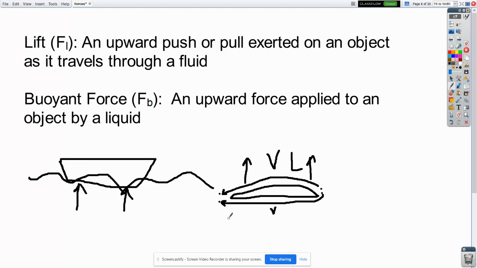So if the boat displaces 1,000 newtons of water, the upward force is going to be 1,000 newtons on it. As long as the buoyant force is greater than the weight, the boat floats. That's Archimedes' principle.